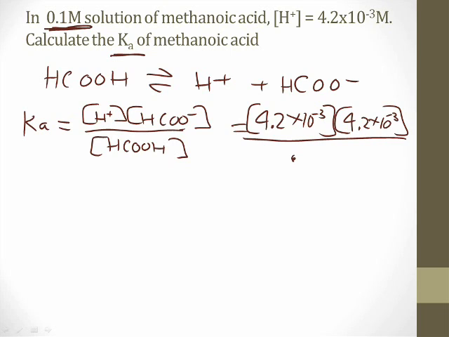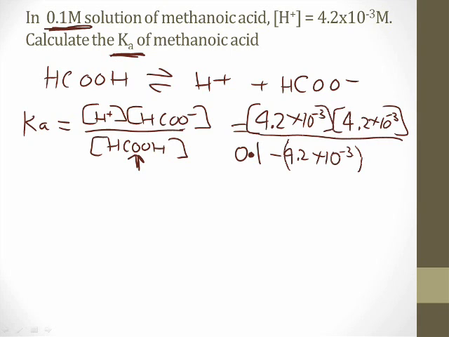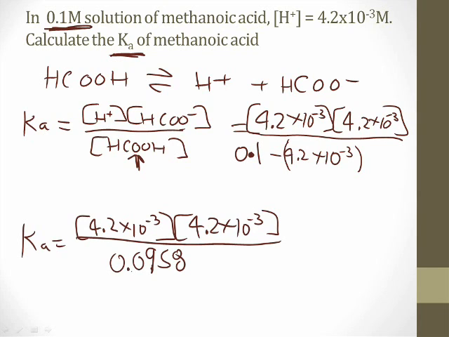Now, it's not as though we can just put 0.1 moles per liter here, because the 0.1 moles per liter is what we started with, and this is after equilibrium. We want to know what Ka is at equilibrium. So it's not 0.1, but rather the equilibrium concentration of methanoic acid is the initial concentration, which is 0.1, minus the concentration of the ionized acid, which is 4.2 times 10 to the minus 3, because that's how much was lost after equilibrium. So now we just plug this into the calculator, and then we can figure out what Ka is. So that comes out to be 0.0958, and then we do the rest of the calculation, and we get 1.8 times 10 to the minus 4. That's a somewhat weak acid there.